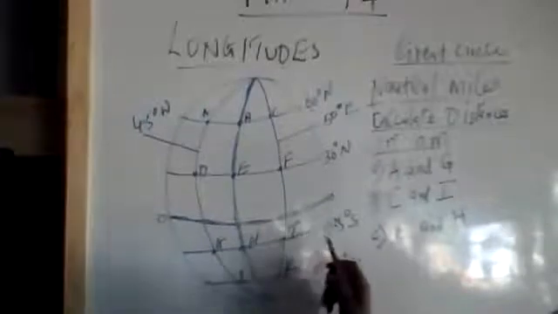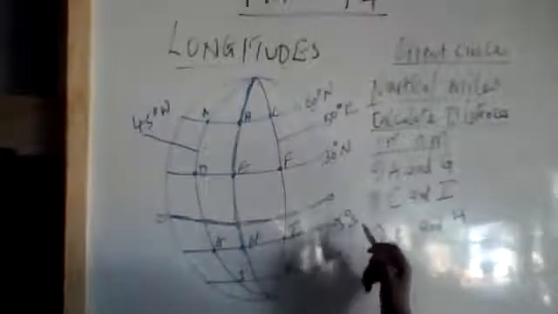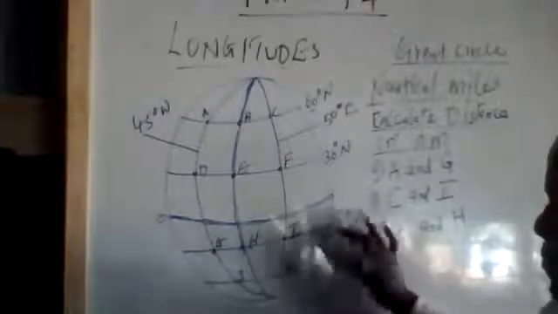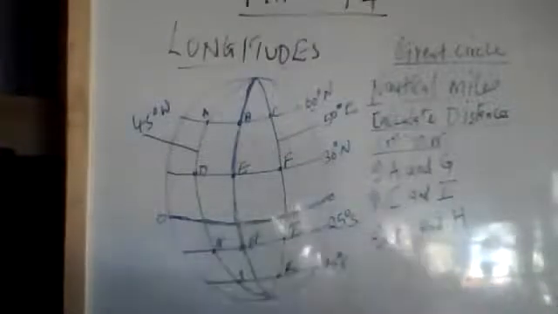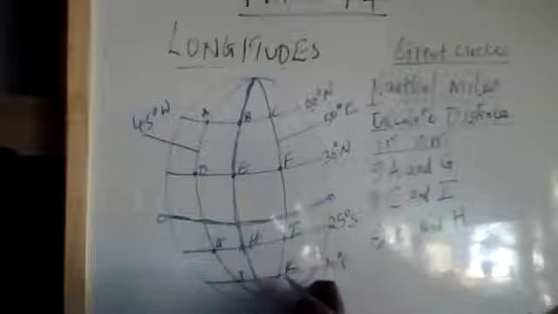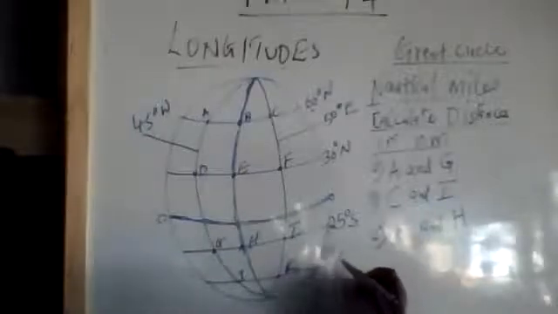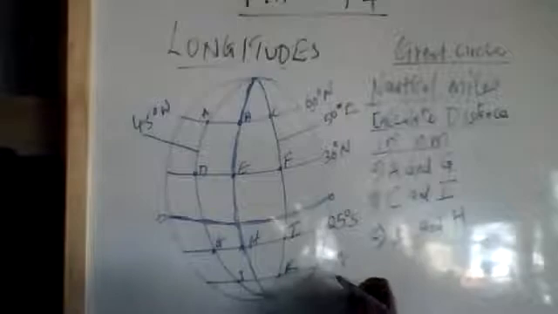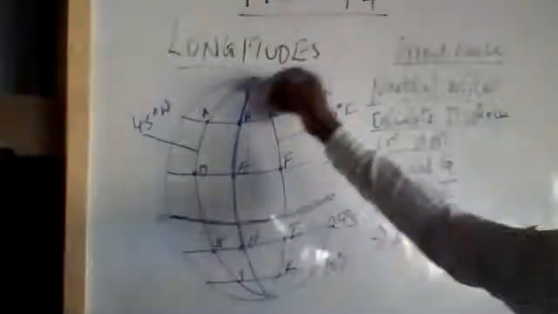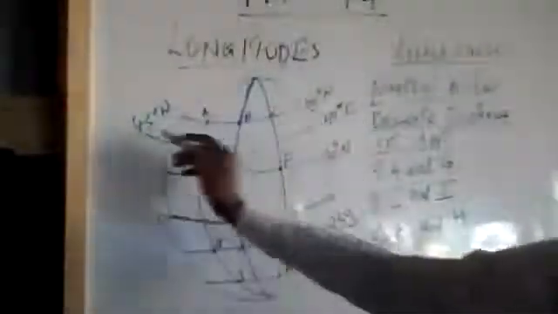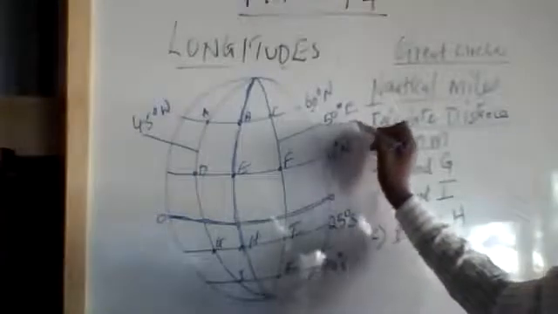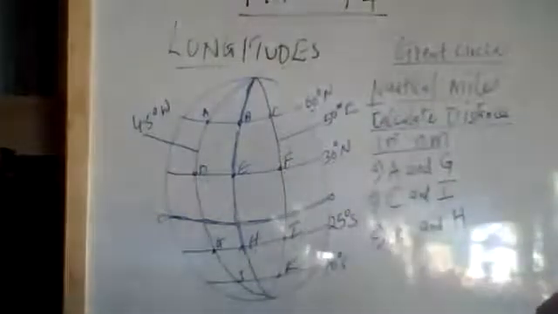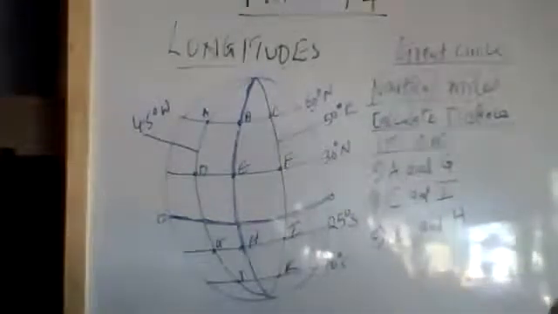GH and I are found at 25 degrees south. J and K are found at 70 degrees south. This line, which is moving downwards, is called 45 degrees west. This line, which is passing here, is called 50 degrees east. I think I have illustrated it clearly.